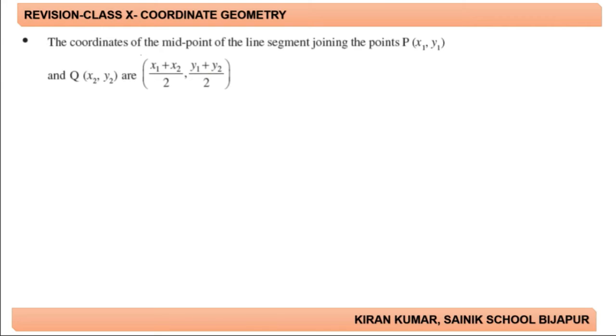The coordinates of the midpoint of a line segment joining the points P x1 y1 and Q x2 y2 are x1 plus x2 upon 2, y1 plus y2 upon 2. This is obtained from the section formula.